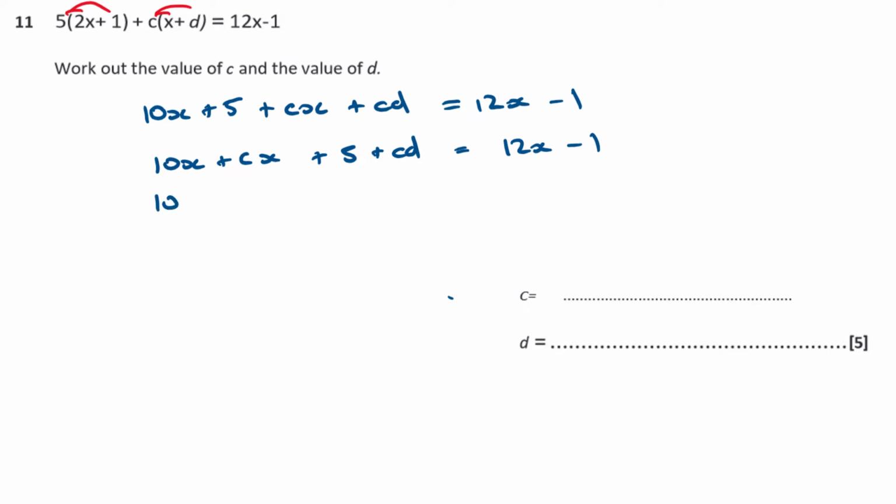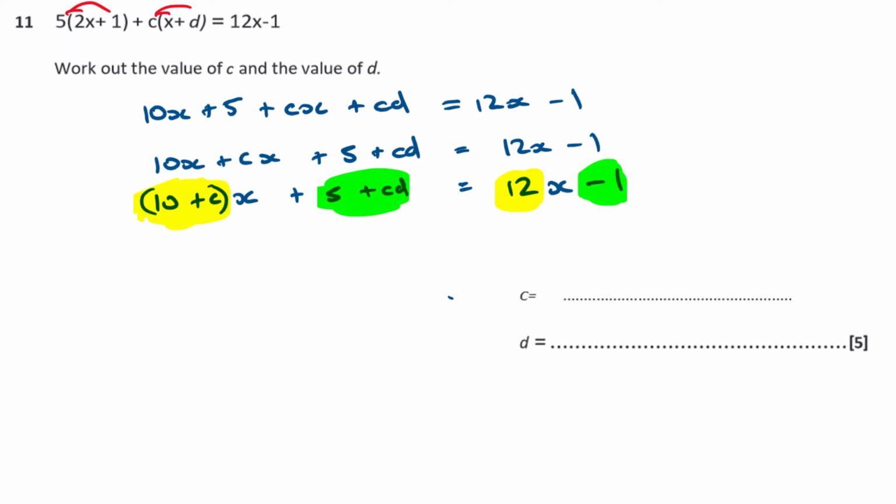Okay, I'm just going to factorize out the x out of these first two terms. So I've got 10 plus c lots of x plus 5 plus cd. Now the reason I'm doing that is that I want to do something called comparing coefficients. Now if these two things are the same, then the number of x's we've got here is going to be the same as the number of x's I've got over here. And the things that have not got x in over here are going to have to be the same as the things that have not got x in over here.